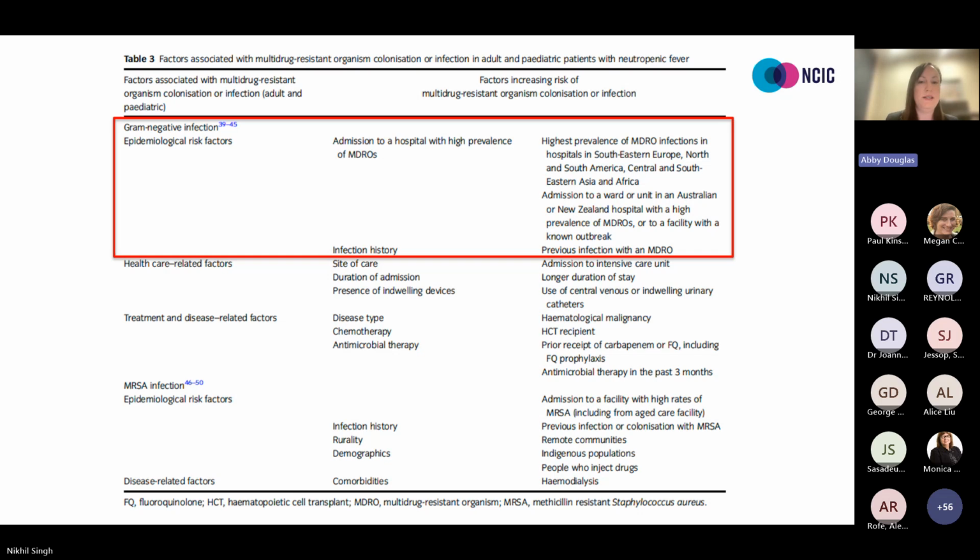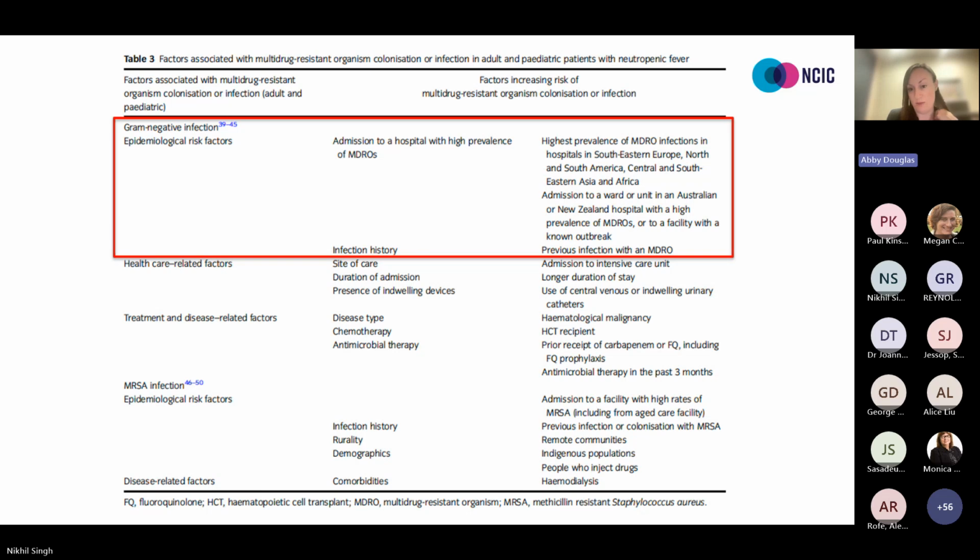So I did allude to the fact that we mentioned some multi-drug resistant organism risk factors, and with gram negatives, the main ones are those epidemiologic risk factors. That is, either if you're in a hospital with high prevalence of multi-drug resistant gram negatives, or if you have been hospitalized overseas in a place where there's high risk of multi-drug resistant organisms, then certainly that person is at high risk of being colonized.